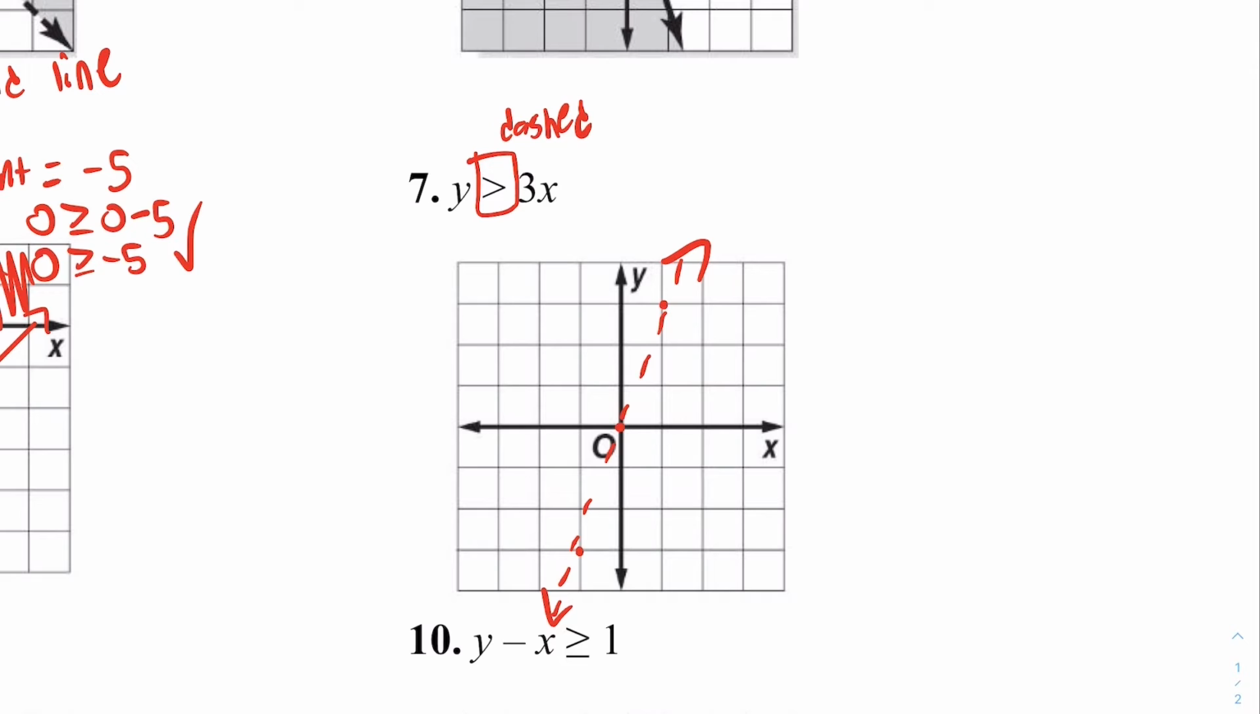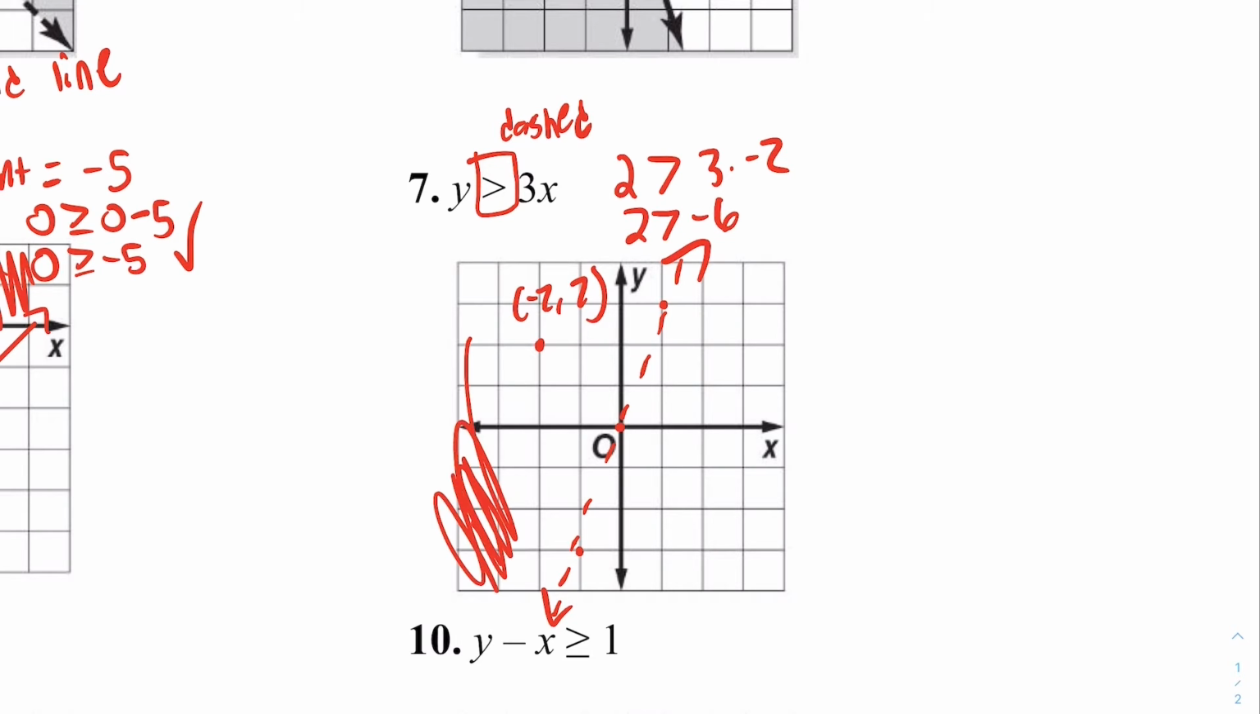Now we need to see, are we going to shade above it or below it? Well, since 0, 0 is on the dashed line, I can't pick that. I have to pick some other random point. I'm going to pick negative 2, 2. That's a 2 for y, and we want it to be greater than 3 times negative 2. 2 greater than negative 6. Yes, 2 is greater than negative 6, so I will shade this side.